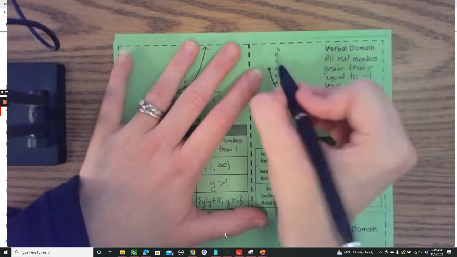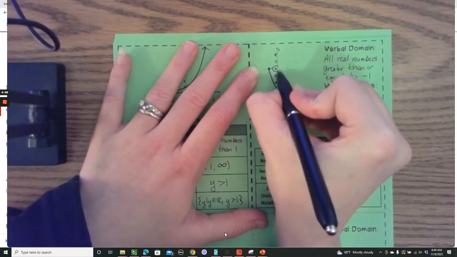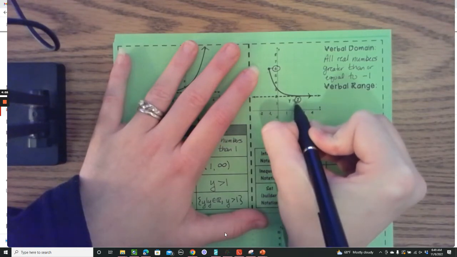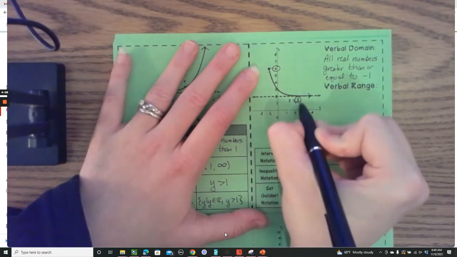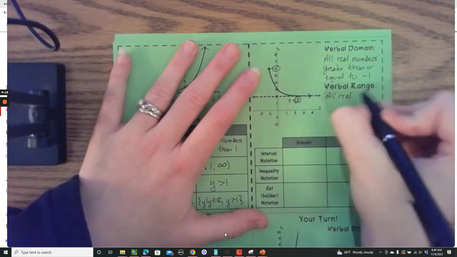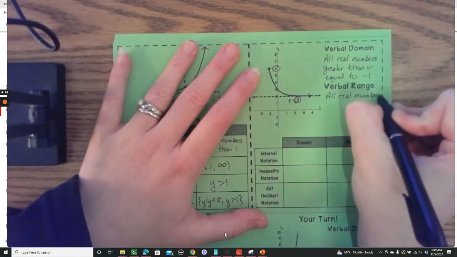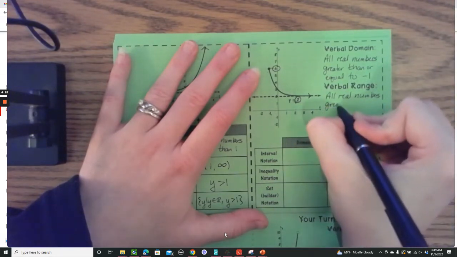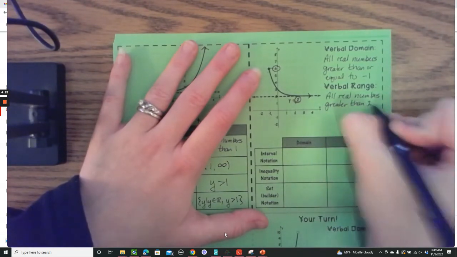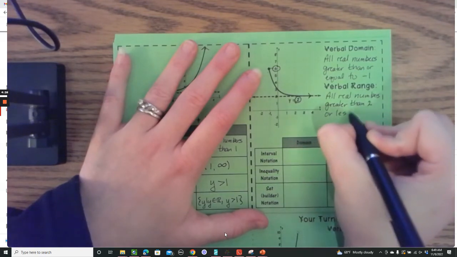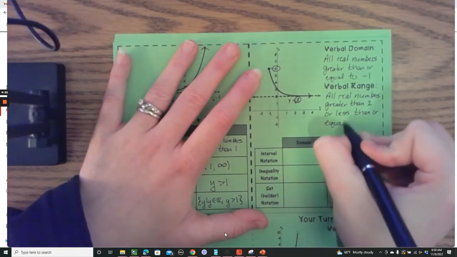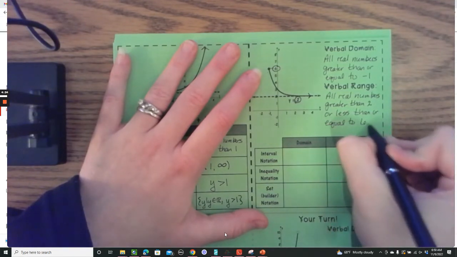So our range here, our top value is this 6, and our bottom value is this 2. So remember your asymptote, it's never going to be equal to that number. So our range would be all real numbers greater than 2 and less than or equal to 6.